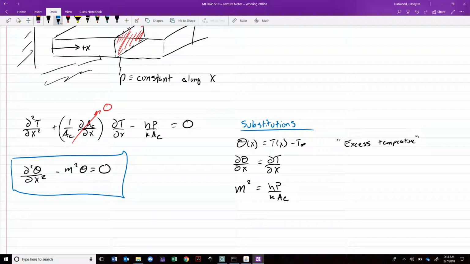Okay. Now this is a much simpler equation to solve because it is a second order homogeneous ODE with constant coefficients, because m we're now assuming to be constant along the length of the pin. So the general solution to an equation like this, and you've probably seen this from differential equations courses, is simply C1 e to the mx plus C2 e to the negative mx.